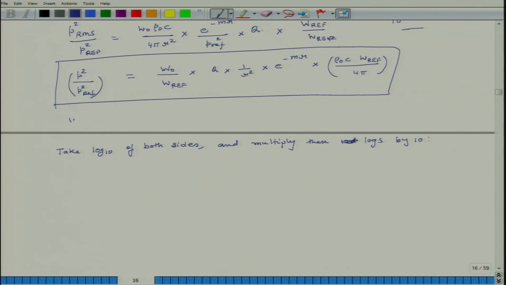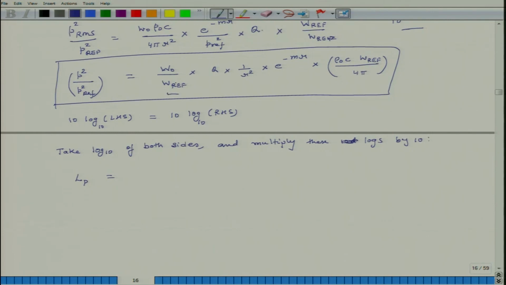This is what I do: I take 10 log of the LHS at base 10 equal to 10 log of the RHS. If I do the LHS, what do I get? 10 log of P square by P square reference. It is the SPL and I designate it as LP.